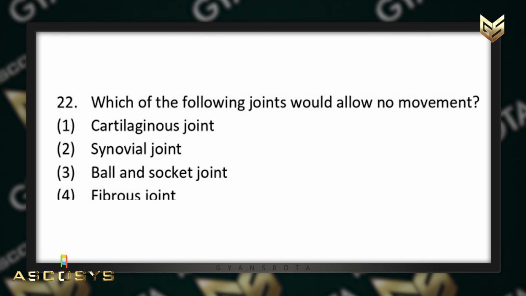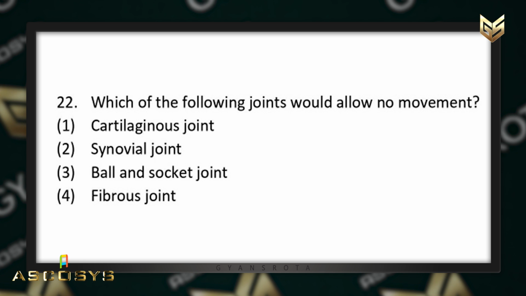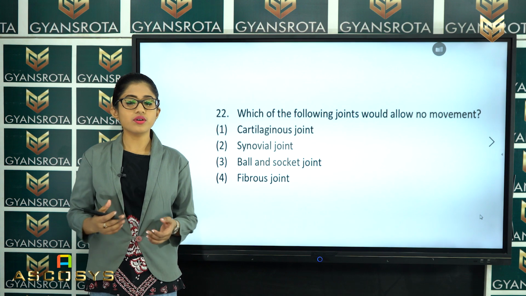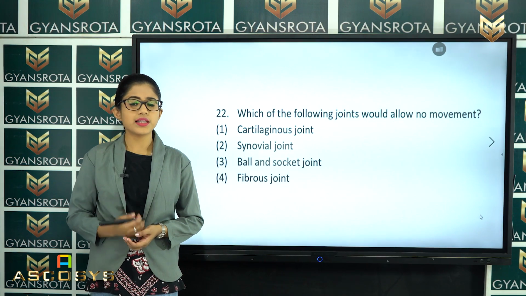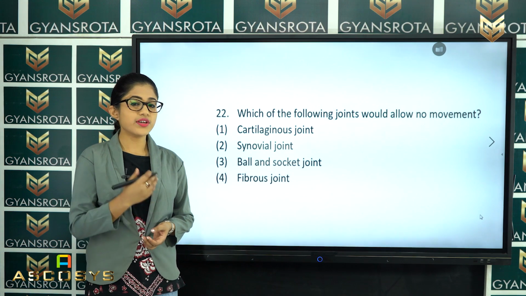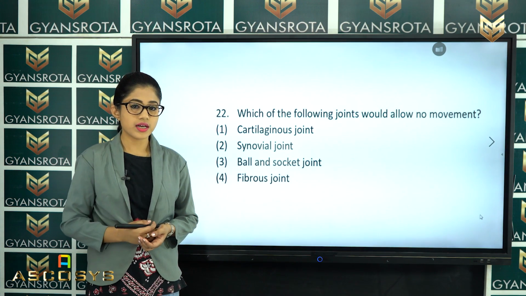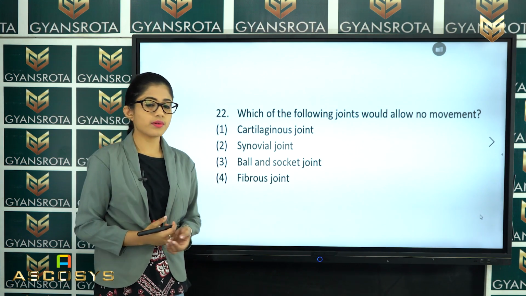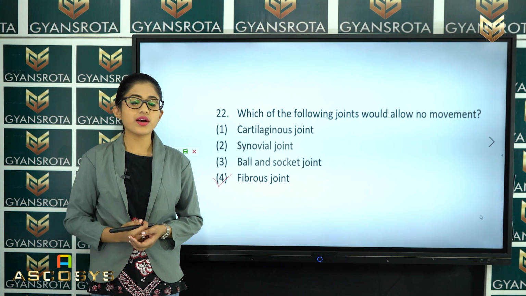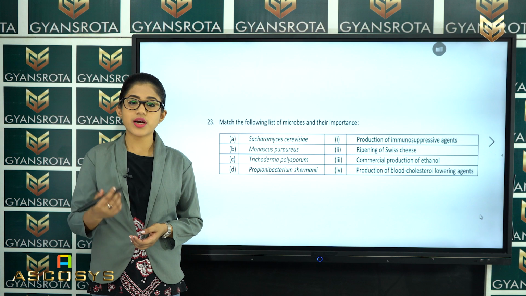Which of the following joints would allow no movements? Cartilaginous joint, or synovial joint, or ball and socket joint, or fibrous joint. So, this is from the chapter Locomotion and Movement. There we have discussed the types of joints. Among these 4 options, you have to say which of the following joints does not allow any kind of movement. So, option number 4, that is fibrous joint, is the joint which does not allow any kind of movement. So, this is the correct answer. Now, the next question is question number 23.